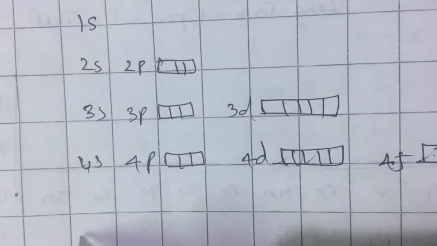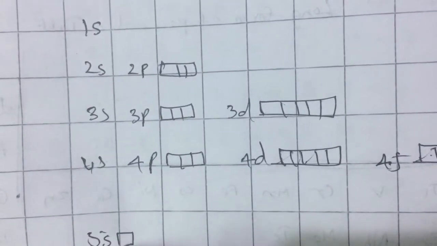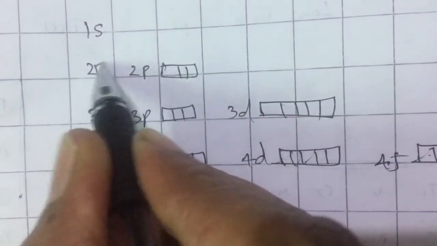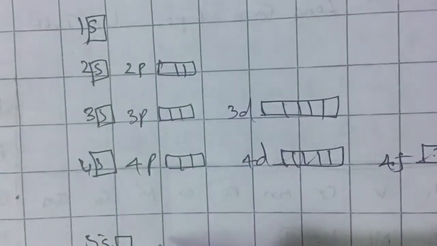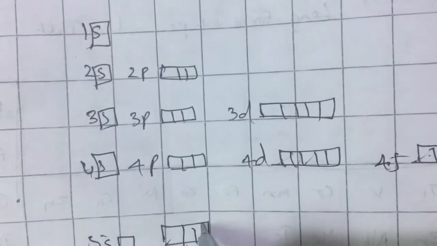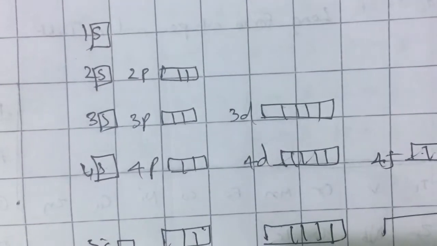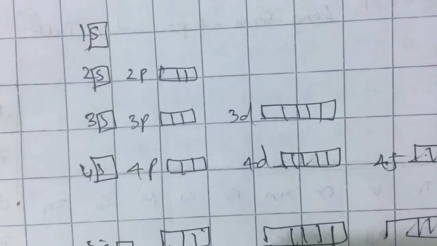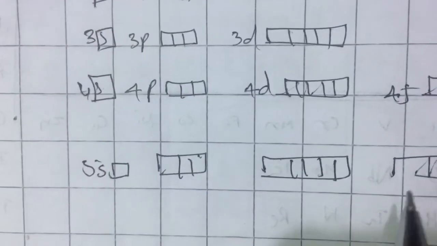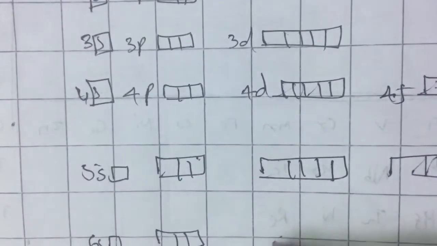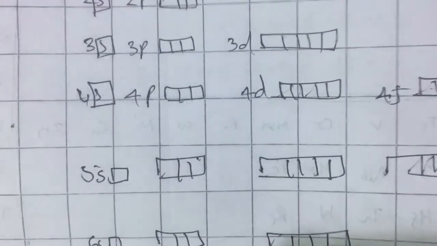For our beauty's sake, we can also write 5s. 5s is only 1, always s is only 1. 5p, 5d, 5f. You can also think of 5g. We don't have space, we don't have to worry. 6s, 6p, 6d, and so on.